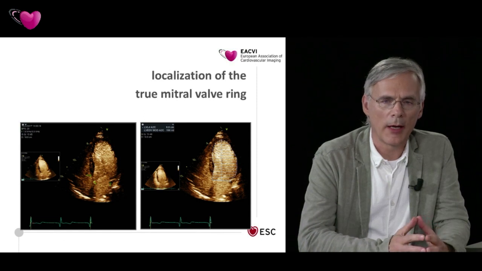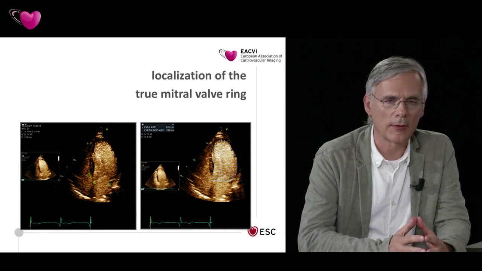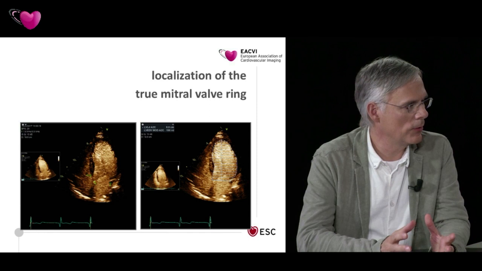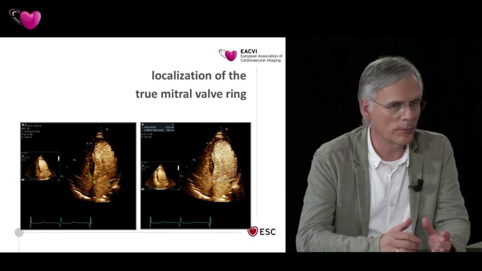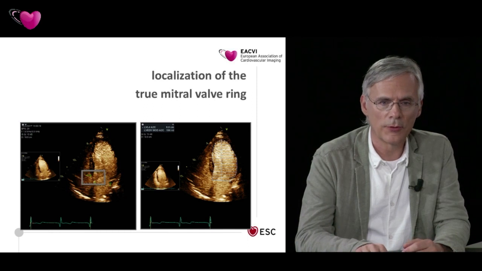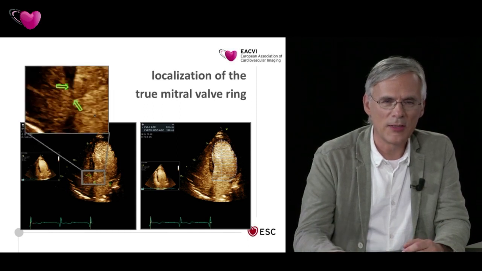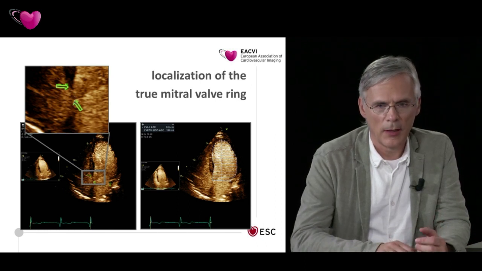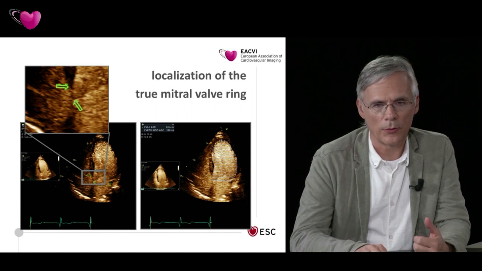Then we have to localize the true mitral valve ring, and this is not so easy with contrast. It is very easy without contrast, but it is sometimes difficult with contrast. And I zoom this in, and as you can see here, the true mitral valve ring is divided from the tip of the muscular septum by the membranous part of the septum. And this is a source of an error.